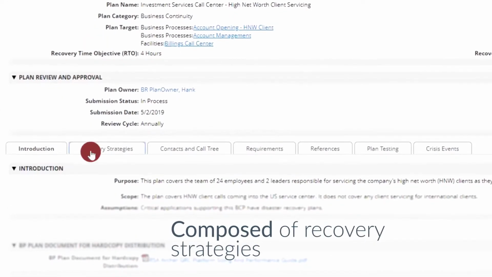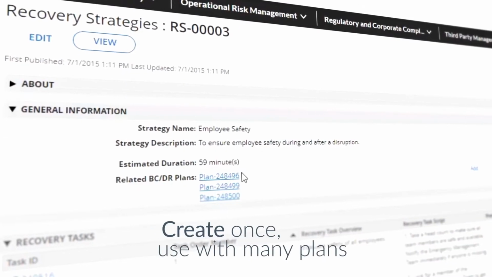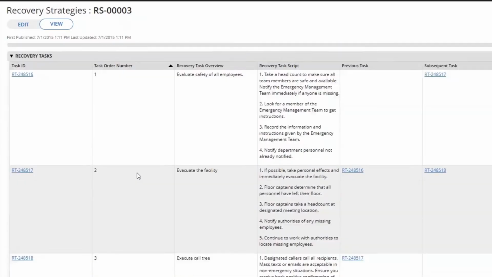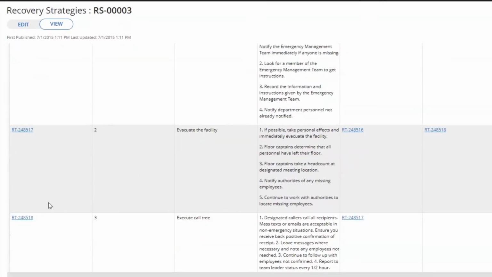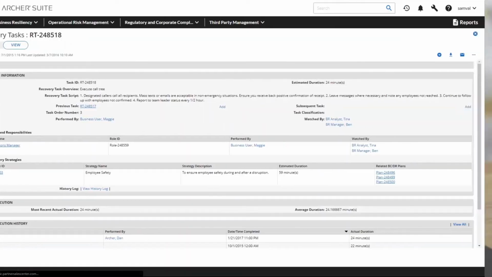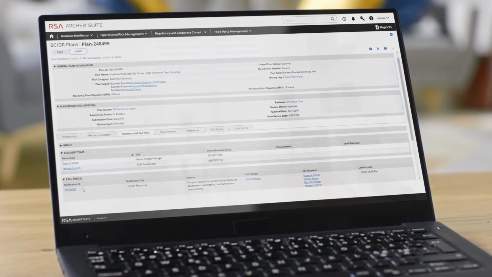BCDR plans are composed of recovery strategies, which are units of work created once and used within many plans. For example, corporate email system recovery is used across many plans, yet documented and maintained as one strategy record. Call trees can also be established once and used by many plans.